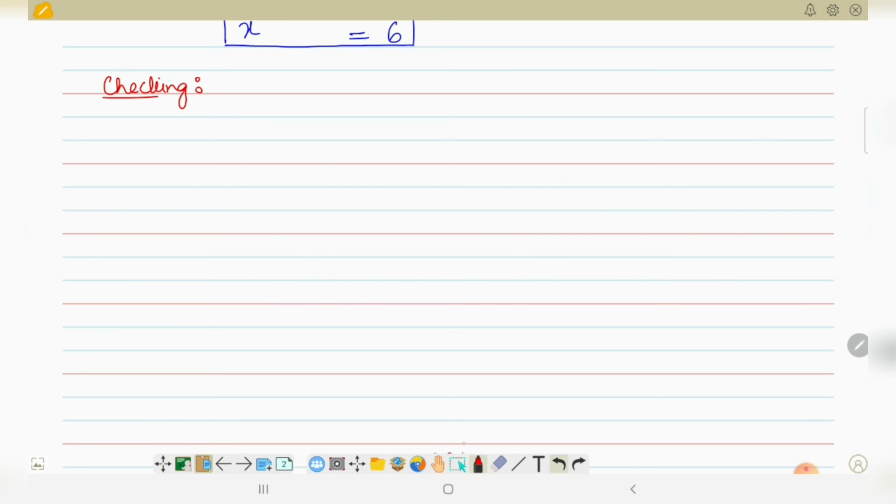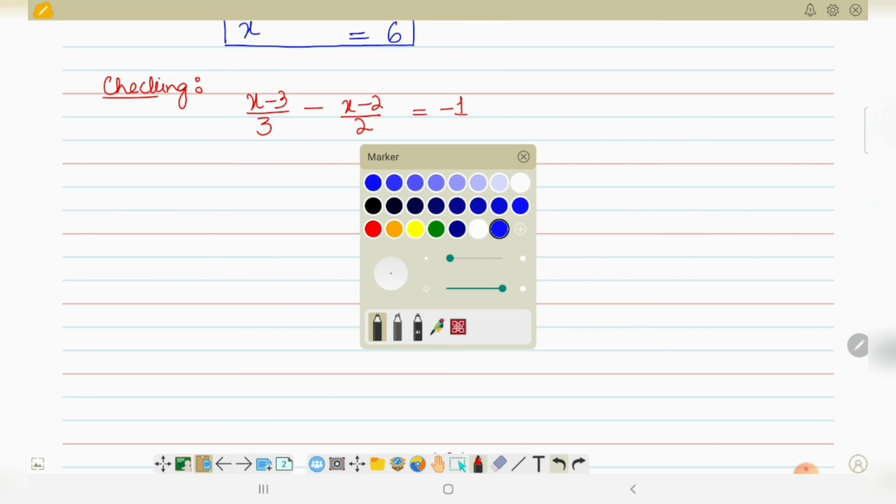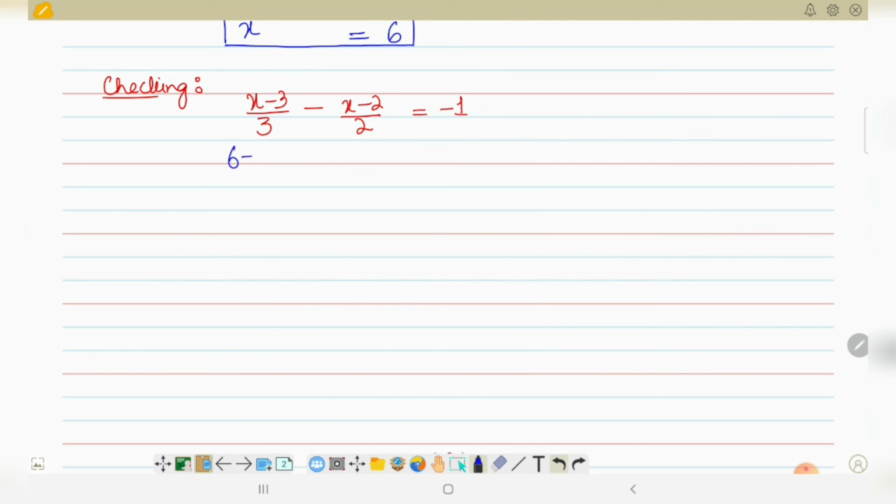So let me write down the question. x minus 3 over 3 and x minus 2 over 2 equals minus 1. So instead of x, now we'll insert 6. 6 minus 3 over 3, here 6 minus 2 over 2 is equal to minus 1. 6 minus 3 is 3, 3 over 3. 6 minus 2 is 4, 4 over 2. And let's see, while solving the left hand side, whether we'll get minus 1 or not.